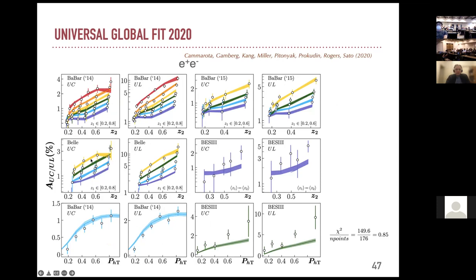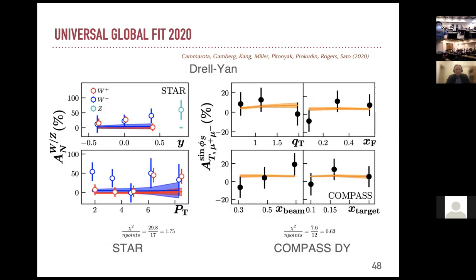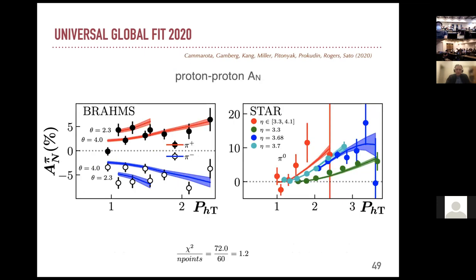These are all the data for e+e-, quite a lot from BaBar for different combinations of produced pions, unlike charge or like charge, and also PT dependence for BaBar and BESIII. Again, quite appropriate description. The Drell-Yan was described quite satisfactorily, as PT dependence for STAR, and for COMPASS Drell-Yan, for pion-induced Drell-Yan. And these are the data that I showed for proton asymmetry.